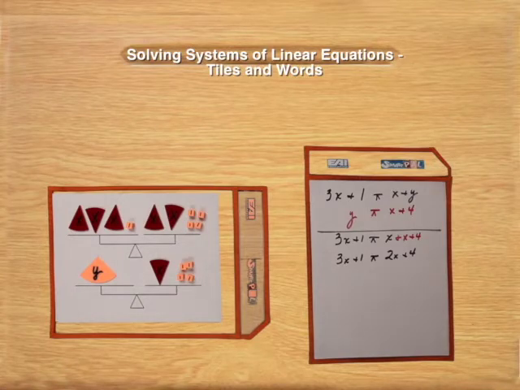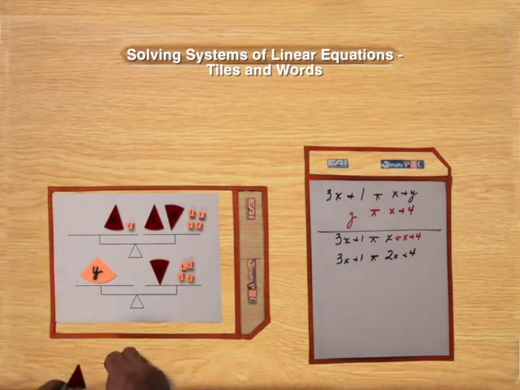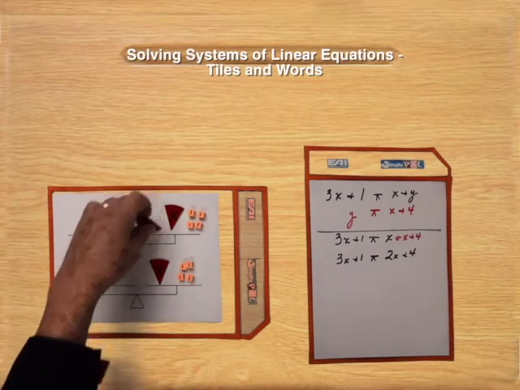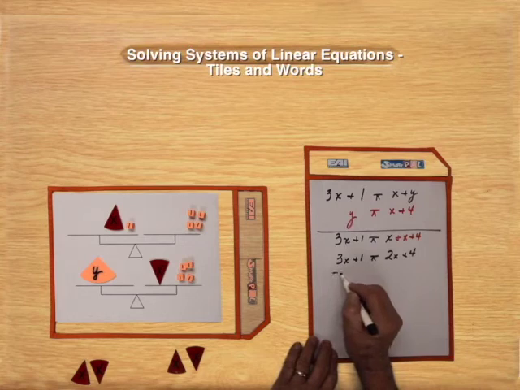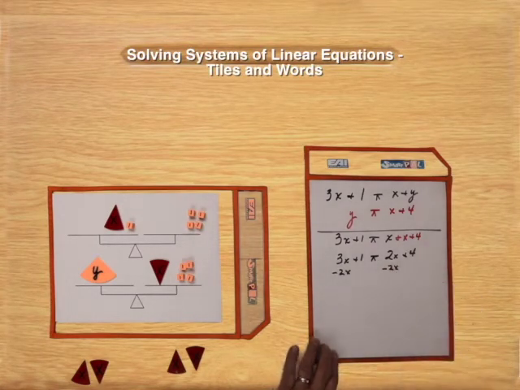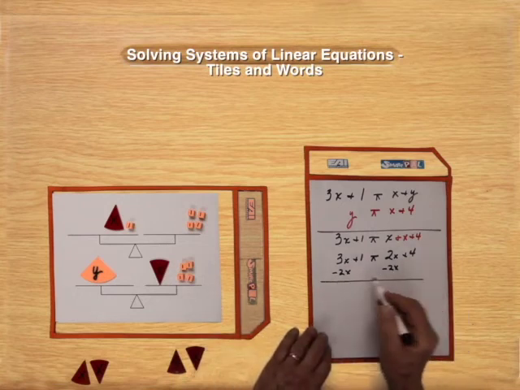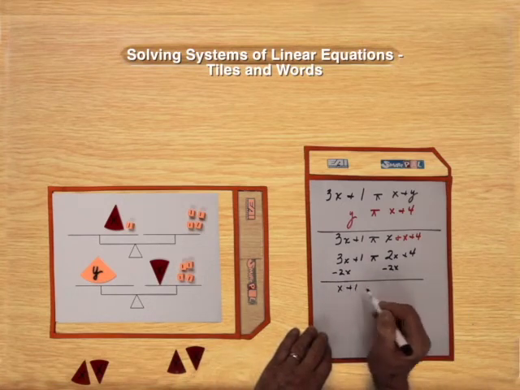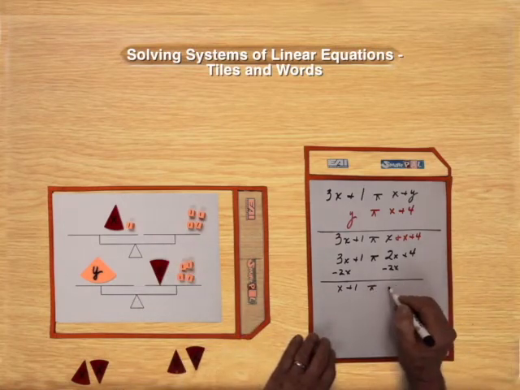The first thing we can do is we can take 2 x's off of each side. So we take 2 x's off of the left side of the balance, and we take 2 x's off the right side of the balance. And let's record that. When we do that, we're left with x and 1 on the left side, and on the right side, that's balancing 4 1's.